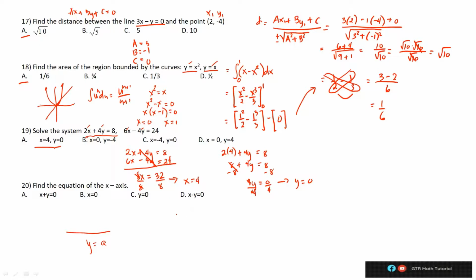For a vertical line, the equation is x equals b, some constant. So, find the equation of the y-axis. Of course, that passes through the y-intercept of 0. So, therefore, y equals 0 is our answer. So the equation of the x-axis is y equals 0. The equation of the y-axis is x equals 0. So they are opposite. X-axis is y equals 0. Y-axis is x equals 0.